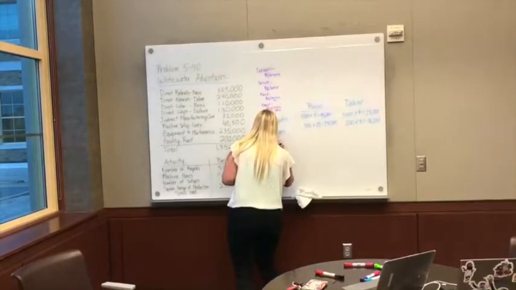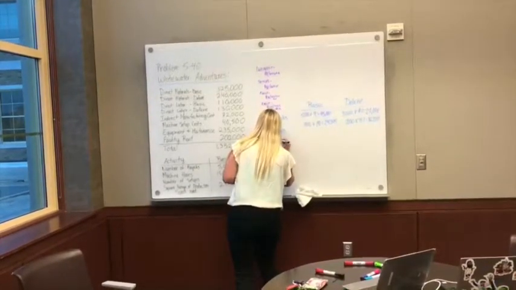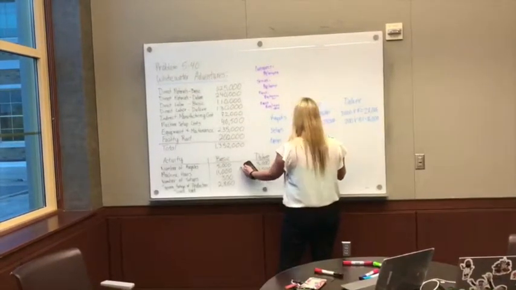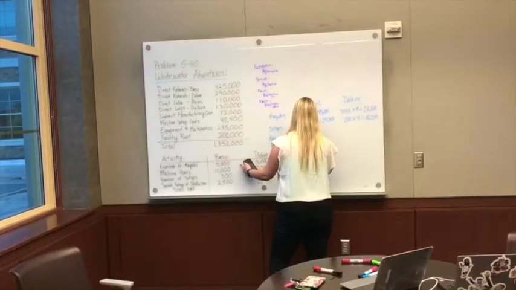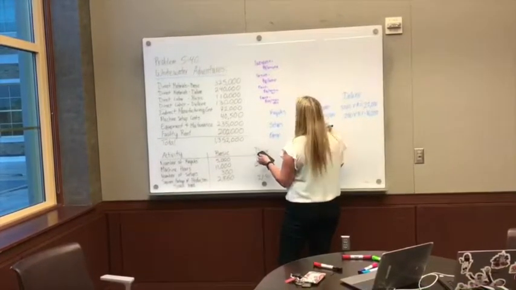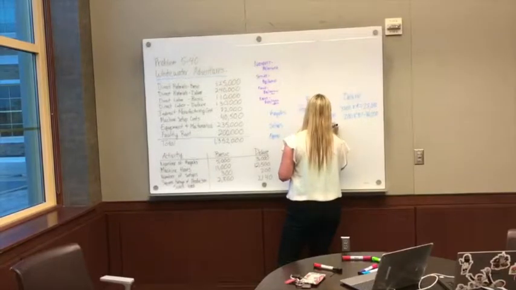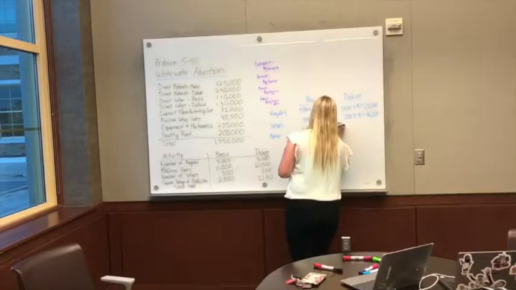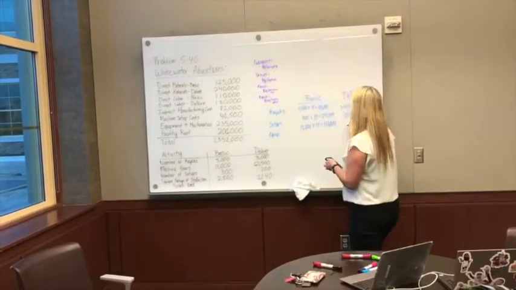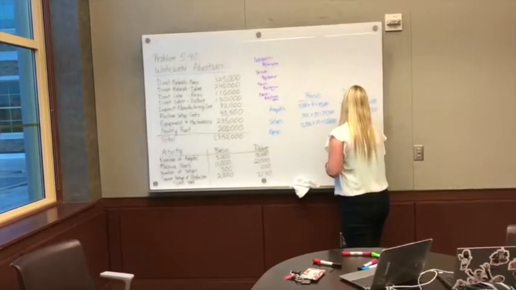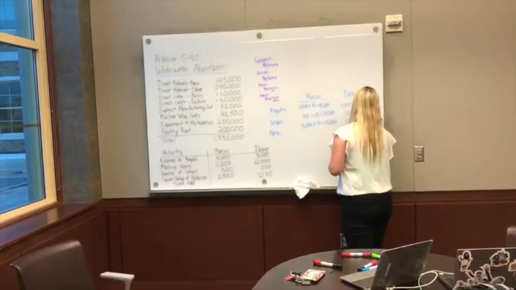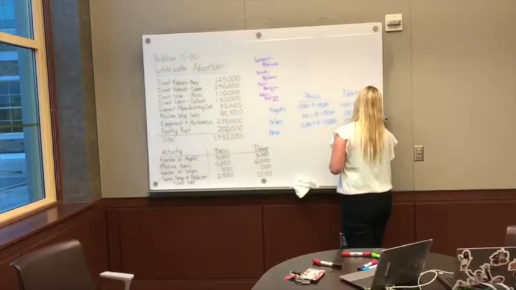Next, we're going to do machine hours. So we have equipment. That's going to be 11,000 times $10 equals 110,000. And then we've got 12,500 times 10 equals 125,000.